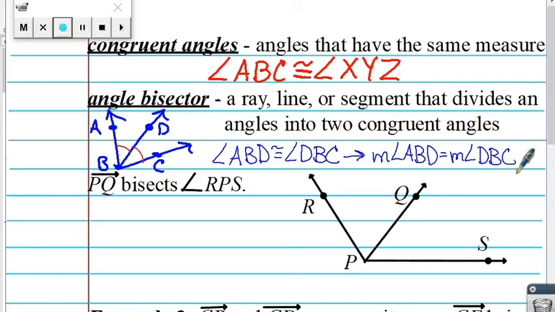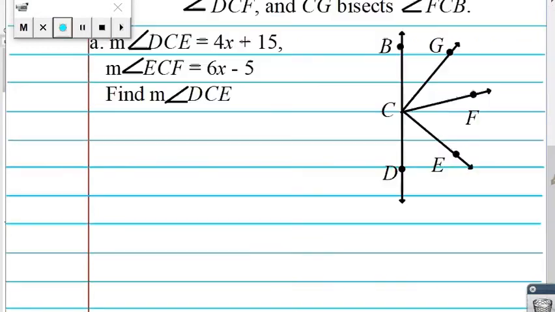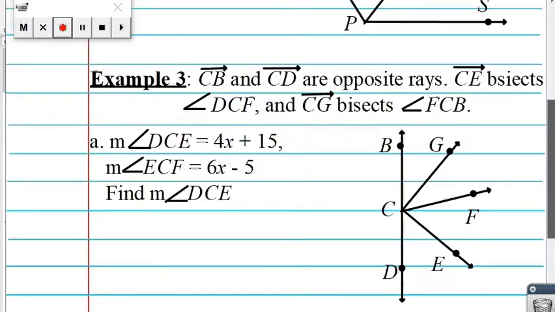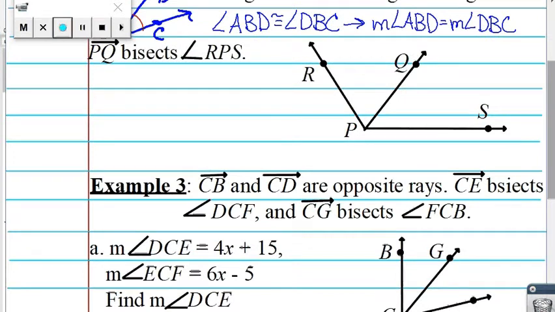So looking at this example here, we have ray PQ bisects angle RPS. So what that means for us is that the angle that we started with was angle RPS, but PQ bisects it. So that means that this angle and this angle are going to be congruent. So we can say angle RPQ is congruent to angle QPS, which means that the measures of those two angles are equal.